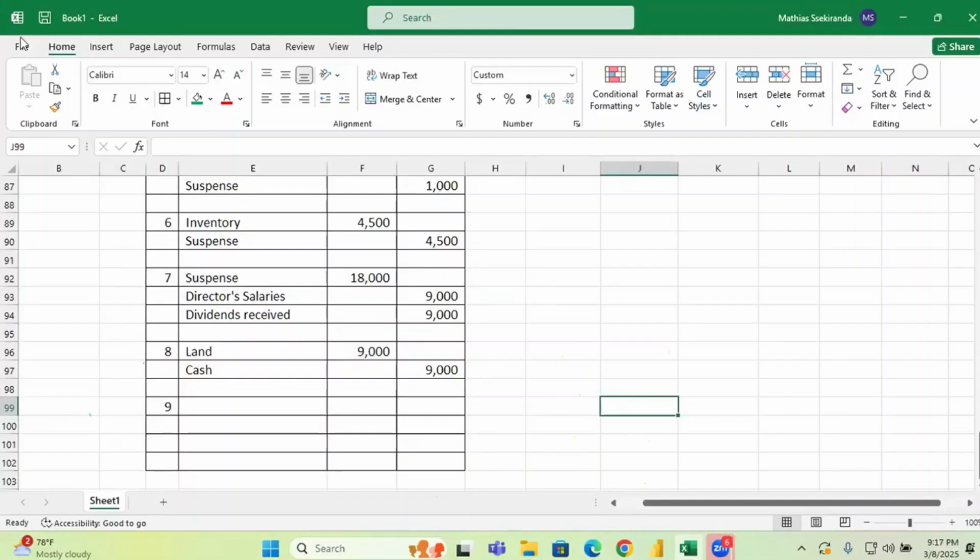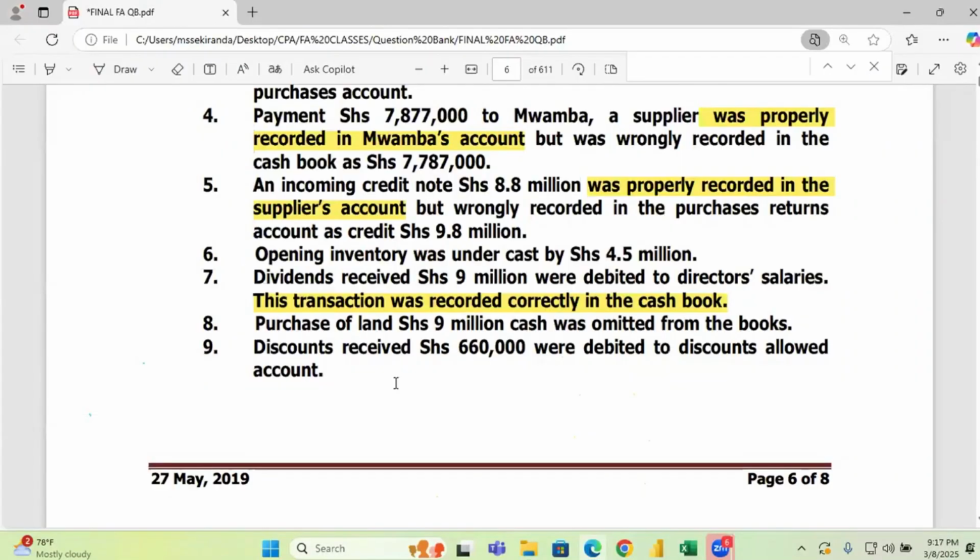Okay, note number 9. Discounts received, 660, were debited to the discount allowed account. The error that was made: instead of crediting discount received as an income, they debited that figure to the discount allowed. Okay, that was the error committed. So we need to remove that figure from the discount allowed account. Remember, they debited discount allowed instead of crediting discount received.